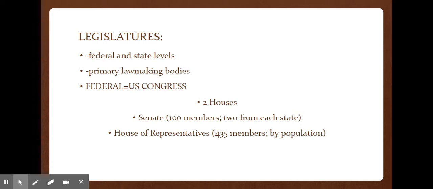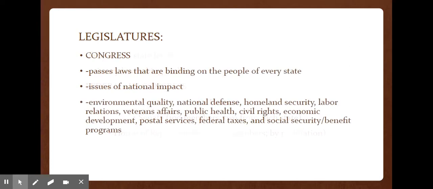The Senate, everybody's equal. That makes the small states happy. And the House of Representatives, based on population, that makes the big states happy. And of course, both houses have to work together to get laws passed. Now, when Congress passes laws, they are binding to every state. These are issues of national impact.